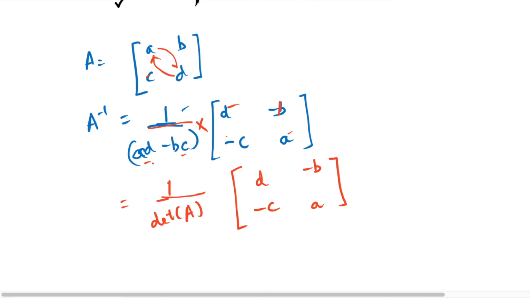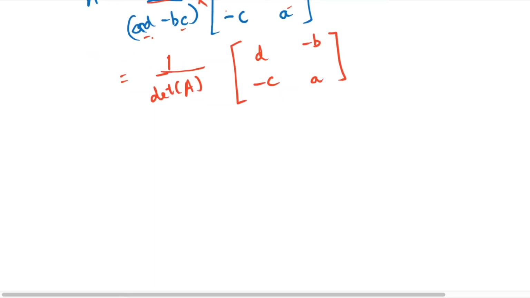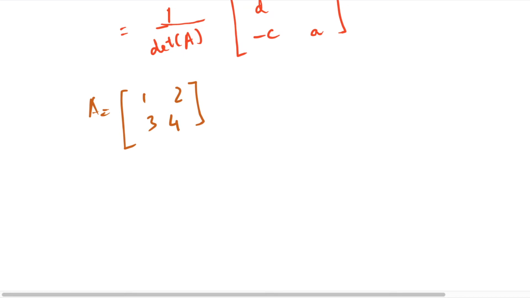Let's take a simple example to make things more clear. Let's say A is 1, 2, 3, 4, and we need to find A inverse. We find A inverse by first swapping these two elements. Once you swap these two elements, 4 comes here and 1 comes here, and then you add a negative sign in front of 2 and 3, so this becomes minus 2, minus 3.